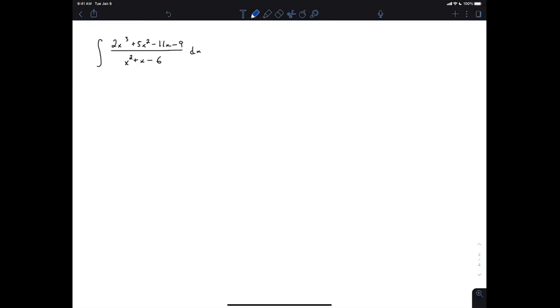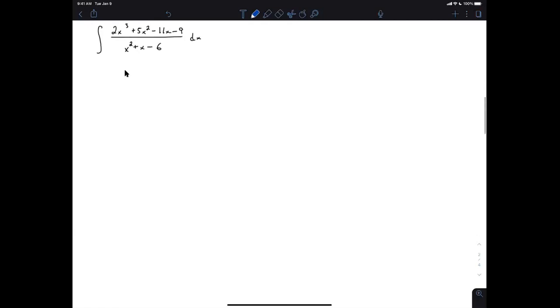The degree on the top is bigger than the degree on the bottom. Yeah, the degree on the top is bigger than the degree on the bottom. When that happens, or even when they're the same, like x to the third on top and x to the third on bottom, or both x squared, we need to do something else first. What we do is long division. So we divide the bottom into the top using long division.